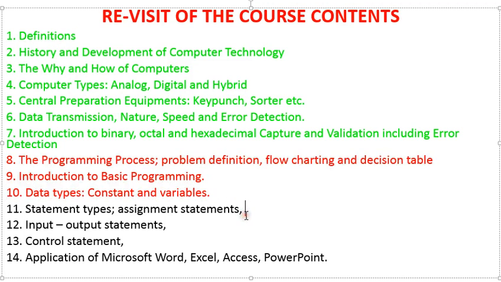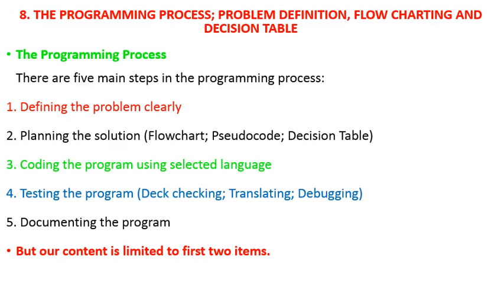In this lecture, we start looking at the programming process. I told you from lecture number 1 that the computer is a programmable device. That is, for it to operate, it has to be programmed. And I told you a program is a set of ordered instructions that guide the computer on how to operate. The process of developing those ordered instructions is what we call programming.